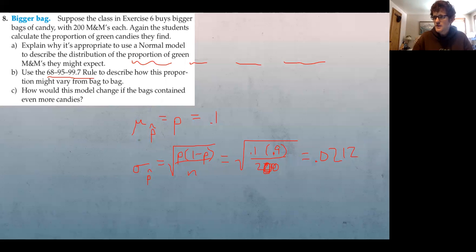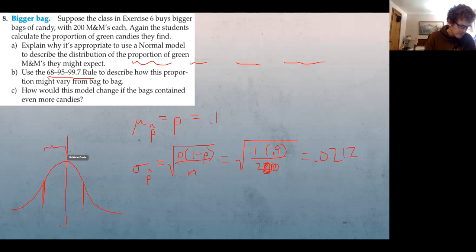It's always a good idea, and I've been trying to emphasize this for a long time, to draw a diagram, which is a normal model. It doesn't have to look beautiful. I mean, that one's beautiful that I drew. Of course, we can see that. But it's going to have a mean at 0.1, just because the population mean is 0.1. Now, the first standard deviation is going to be 0.0212. So that's going to put this down at 0.788.